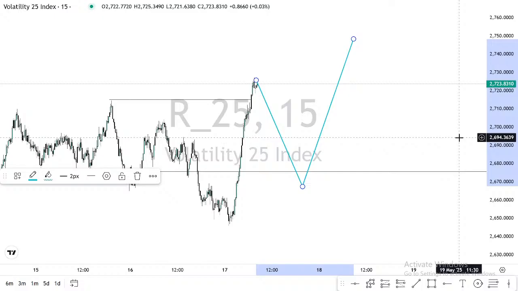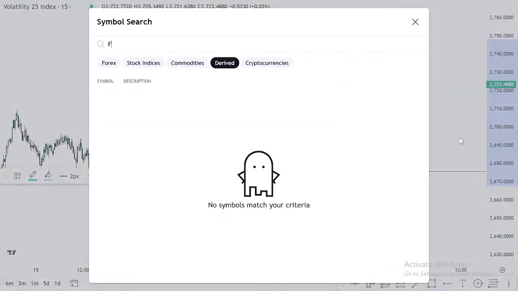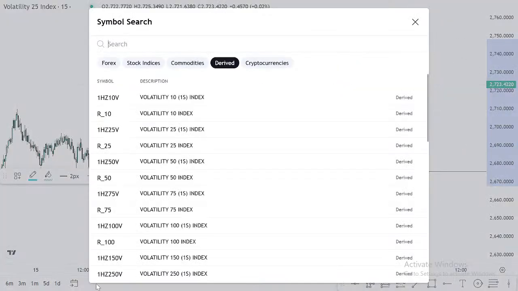So personally, I'm just going to avoid volatility 25, both for the buy and for the sell. I'm just waiting for the retracement to happen, and we are good to go. So let me pick one more asset. Let's do volatility 101s. That's the last asset I'm going to be doing for the day.